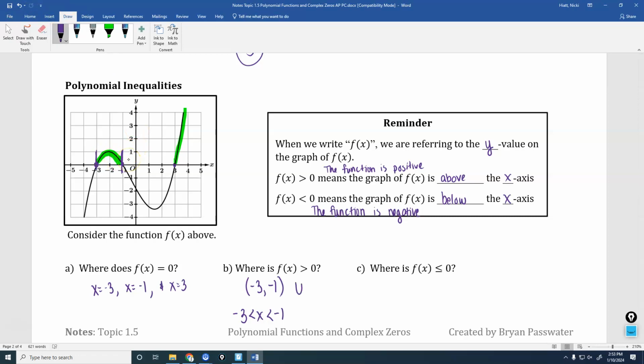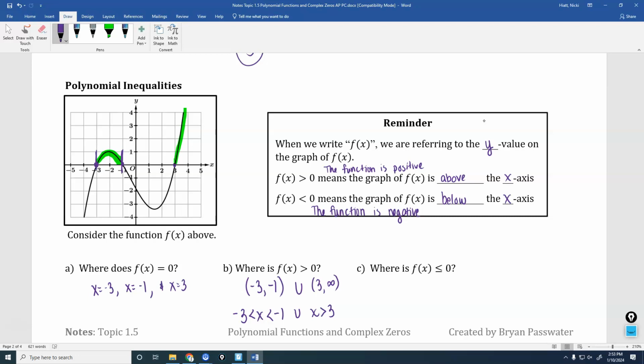I also want to include this next section. Here, they didn't put an arrow on the end of these graphs, but we're going to assume that they're probably supposed to be there. They didn't tell us to restrict the domain. So I would have here 3 to infinity, or if I want to write it down here, I could just say x is greater than 3. These are all places where f of x is greater than 0.